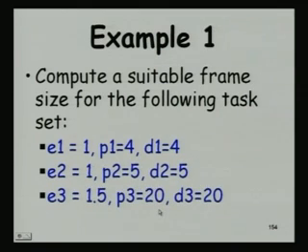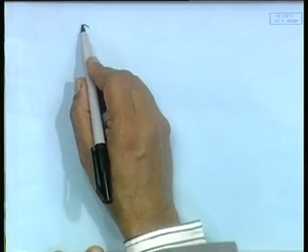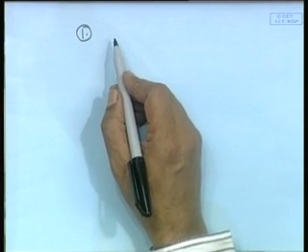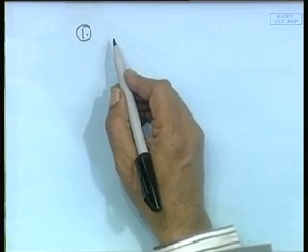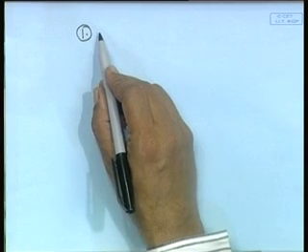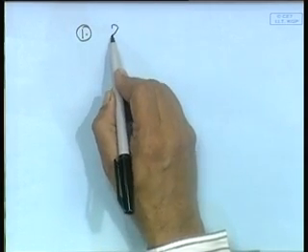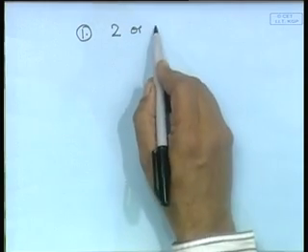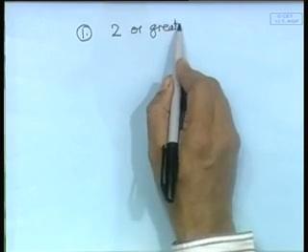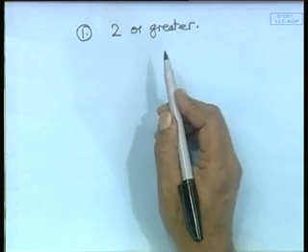So, how do we do it? Let me just do it on the paper. The first constraint is that the frame size to be chosen must be greater than all execution times, is not it? That is the minimization of context switching. So, we can choose 2 or greater, 2 millisecond or greater can be a frame size. We can't have 1 etc., because some task will not run in 1 frame, is not it?